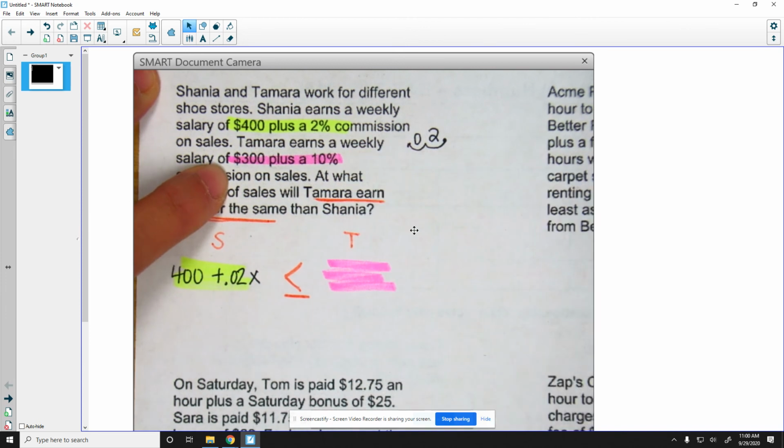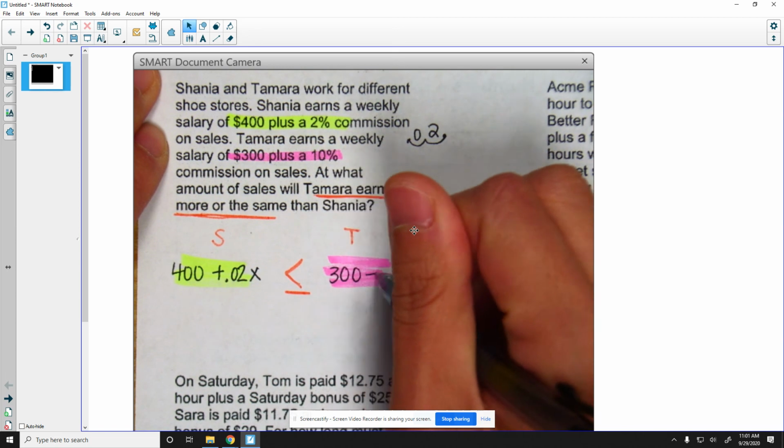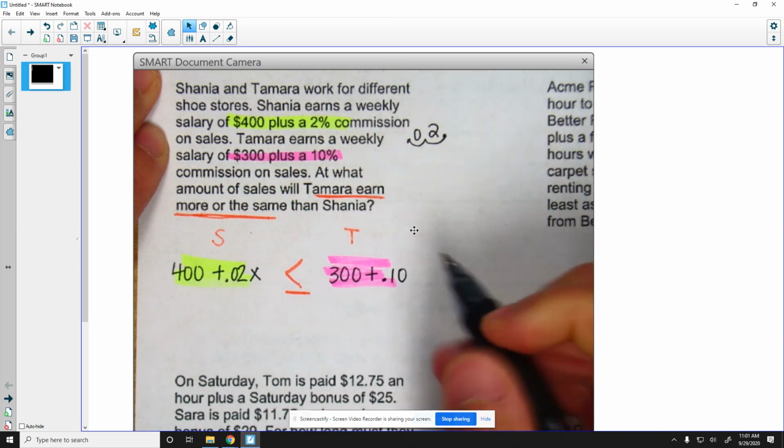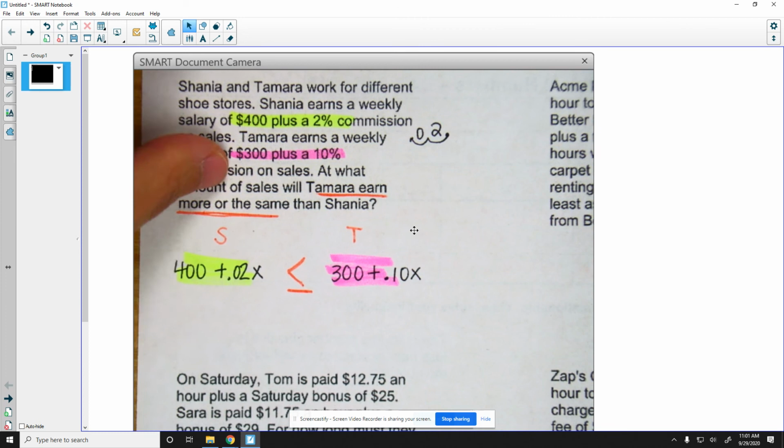All right. Let's do the pink one. 300 plus a 10% commission. How does that look? 300 plus a 10% commission. Someone other than Brooke. Aaron, go. 300 plus 0.10. Perfect. And then what? X. Yes. Thank you. Okay. All right. We're going to do one more. And then you're just going to finish the other 3 on your video. Okay. Just practice writing them. You don't have to solve them. Okay.